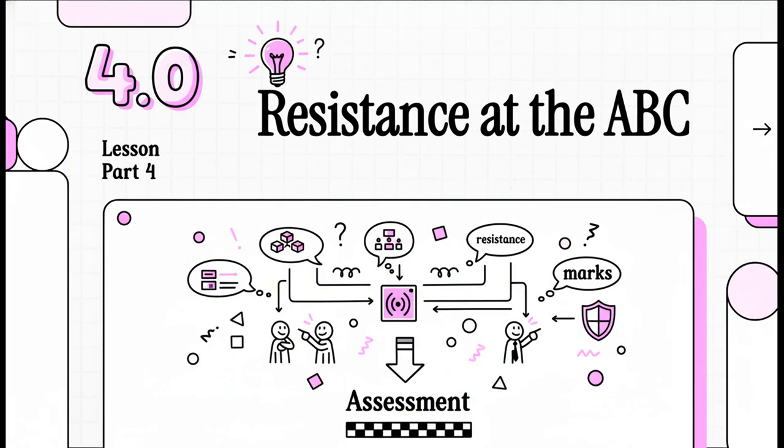All right, let's jump into lesson 4.0. We're going to be tackling part 4 of your industry study assessment. Now, this is a section where a lot of really confident students, well, they accidentally leave a ton of marks on the table. We're going to make sure that's not you.